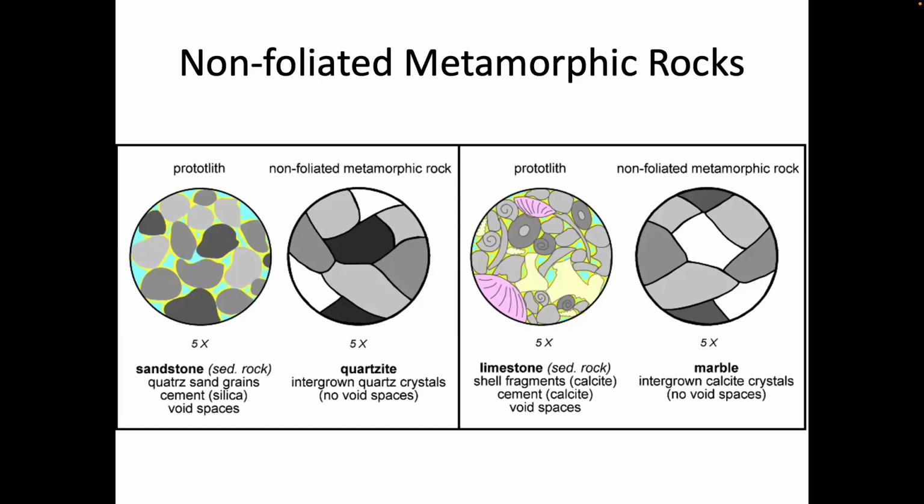Now, here's an example from marble, starting out with limestone. Look at all those fossils there. Each one of those gets heated, gets deformed, obliterated, they expand, and this is what it looks like after it's been metamorphosed. Okay.